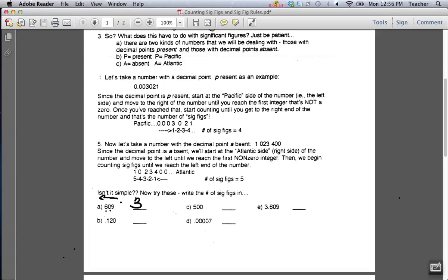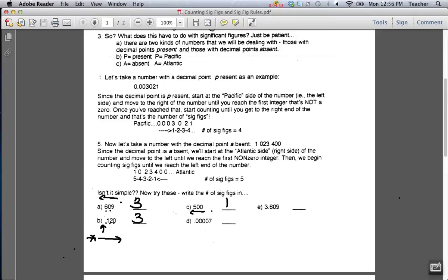In letter B, the decimal point is present. I know it's hard to see, but it is there. So I start on the Pacific side of the number and go across. In this case, the 1, the 2, and the 0 all count, so again I have 3 sig figs. Let's look at letter C. The decimal point is absent, so we start on the Atlantic side and move across towards the Pacific. Neither one of those zeros counts, so the only sig fig is the 5, so we have 1 sig fig.